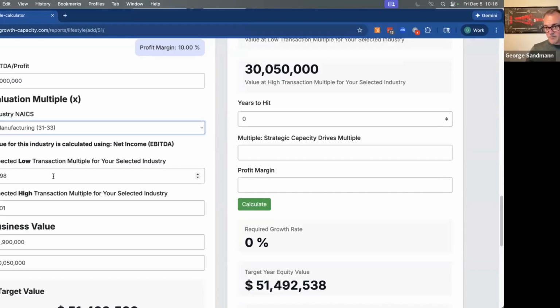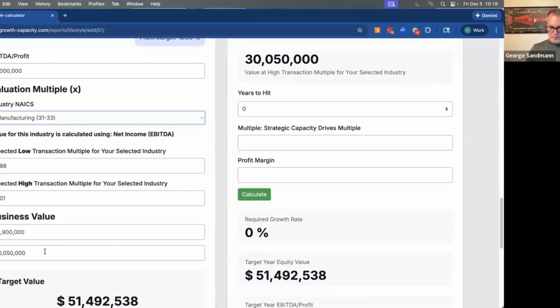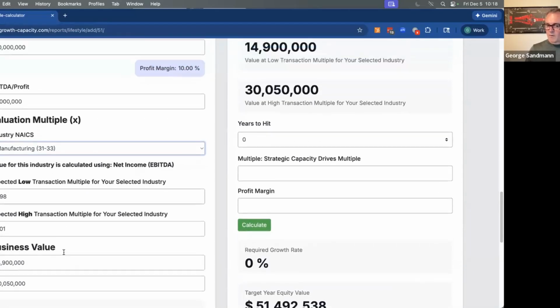Because again, this is from a financial value perspective, right? Not strategic value. Strategic value is gravy and frankly impossible to calculate. It's in the eye of the beholder. Cool. So here is my range of values for the business. Remember that $30 million, $50 million? So here's the range at the low multiple, 14, high multiple, 30. Okay, great.